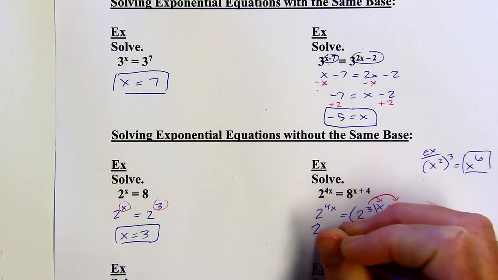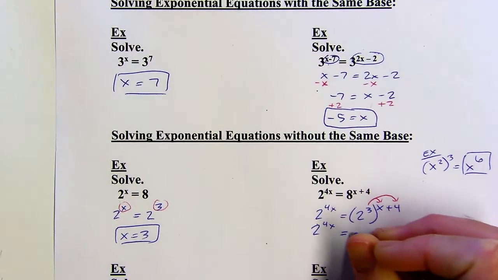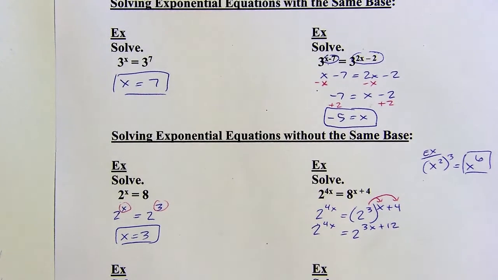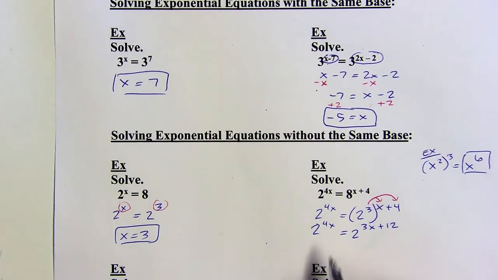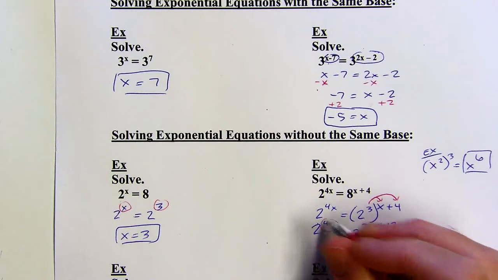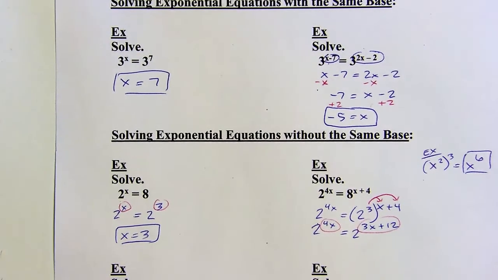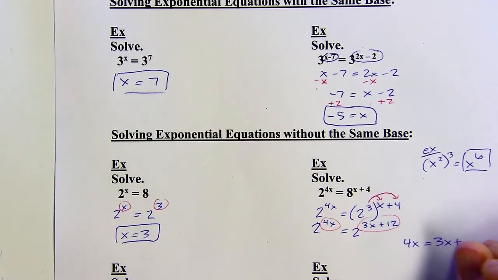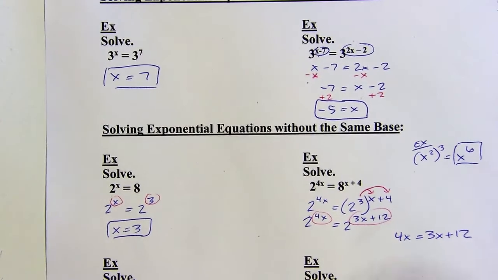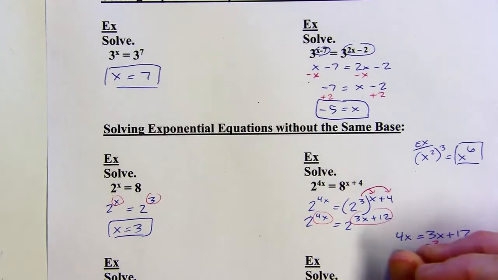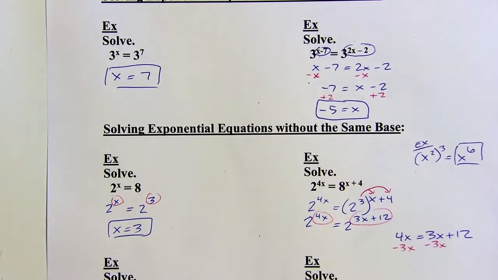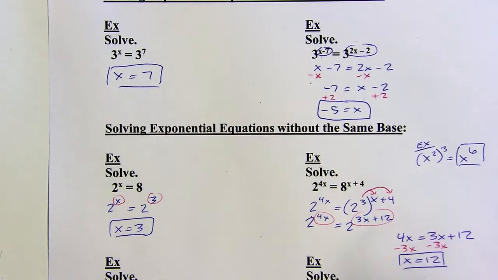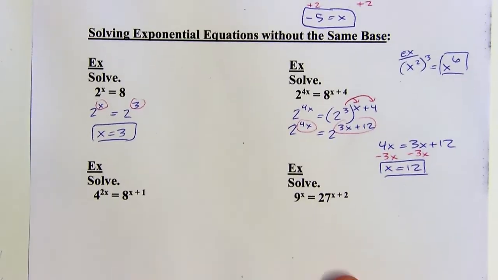Okay, so now I've got 2 to the 4x is going to equal 2 to the 3x plus 12. I distributed that 3. Okay, now I've got both sides written with the same base with no parentheses, so now I can say 4x is going to have to equal 3x plus 12. Okay, and I can solve this for x by subtracting 3x from both sides, and then x will equal 12. Okay. All right, let's try some more.